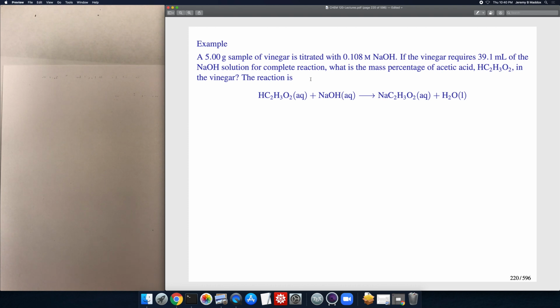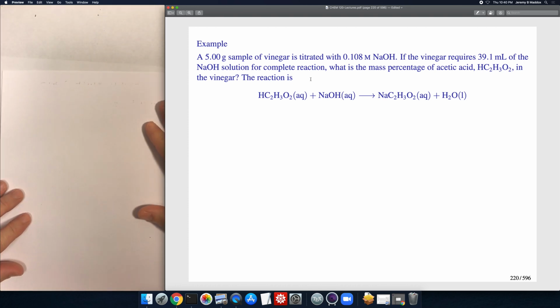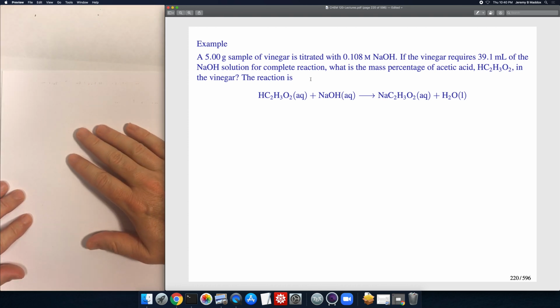Okay, vinegar is acetic acid and water. It's titrated with sodium hydroxide, and we find that it takes 39.1 milliliters of sodium hydroxide solution to complete the reaction. And then what they want now, they want to know what is the mass percentage of the acetic acid in the vinegar. And so let's look at the strategy for doing this.